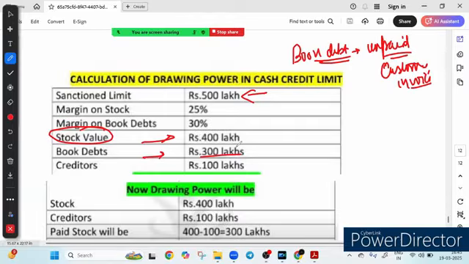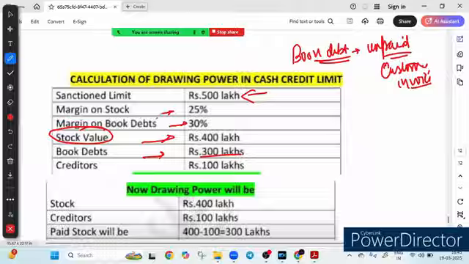The bank applies a margin, which is like a safety buffer, right? So on stock, the bank applies a margin of 25%, and on the book debt, the bank applies a margin of 30%. More margin on book debt because risk is higher there, right? So basically, step number one, such things will be given in the question. You will be given the sanction limit, the stock value, the book debt, and obviously the margin on stock and margin on book debt, right?